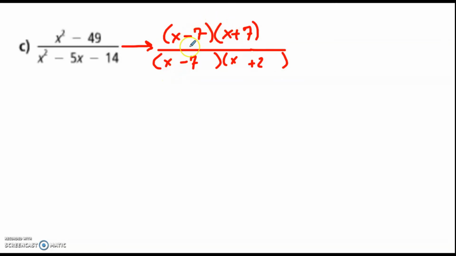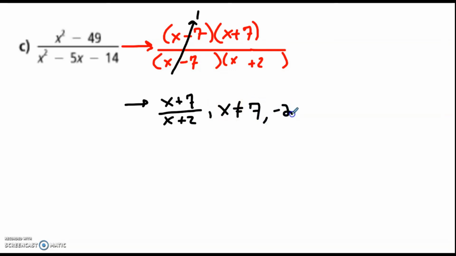See what cancels here. So I can cancel these two binomials that are the same. Well, it cancels out to 1. And I can copy my final answer, x plus 7 in the numerator, x plus 2 in the denominator, and I'm going to write my non-permissible values here as +7 and -2.